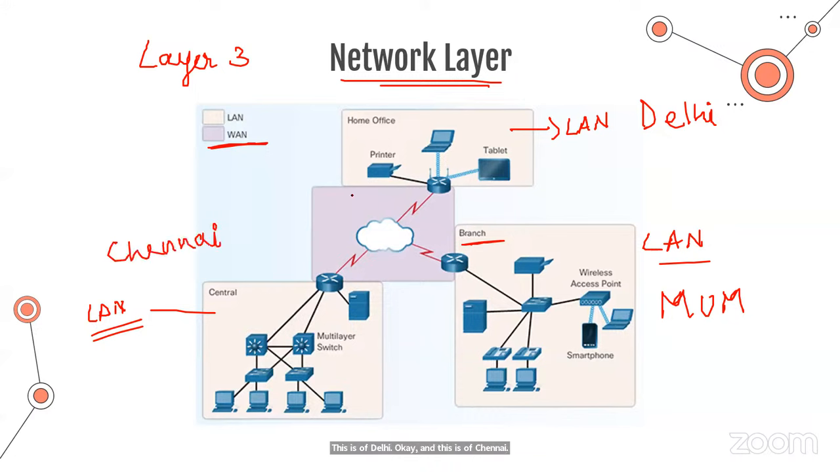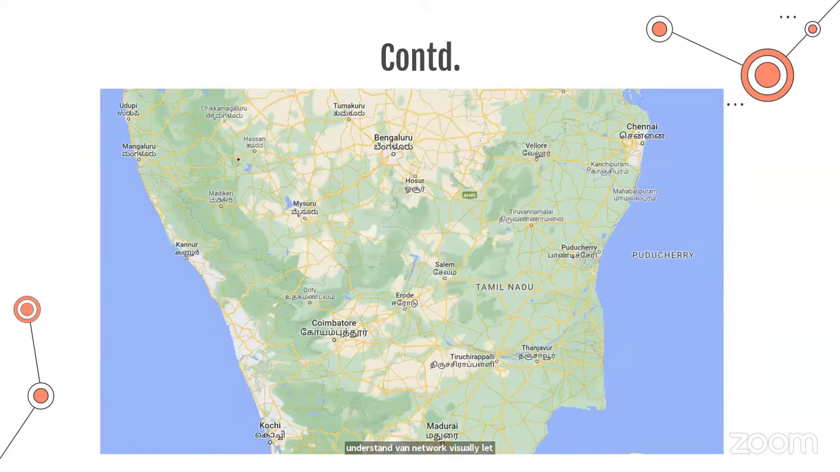So if you want these different city networks to talk to each other, they have to go through a network called a WAN, which is called a wide area network. And now how can you understand a WAN network visually? Let us go through that. So you can see a map in front of you. Now let's consider this.